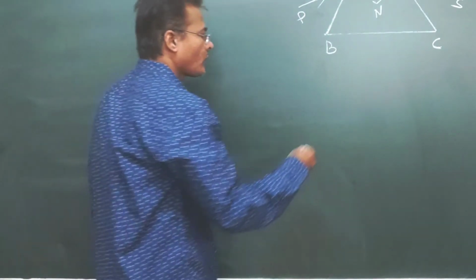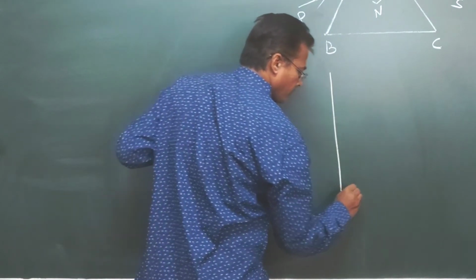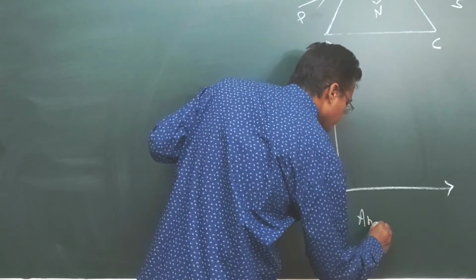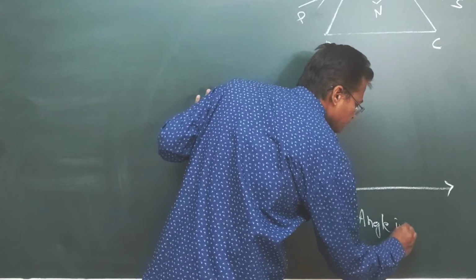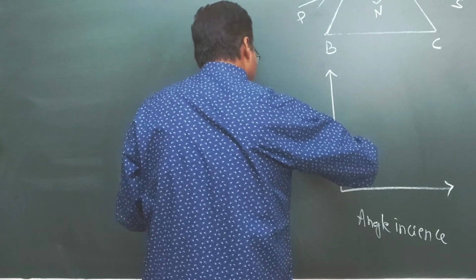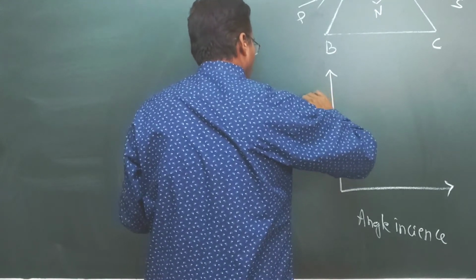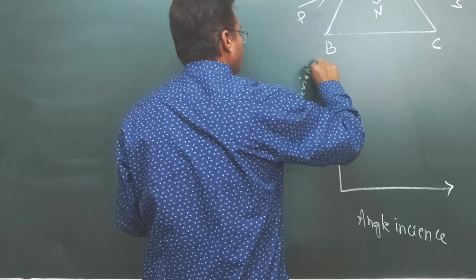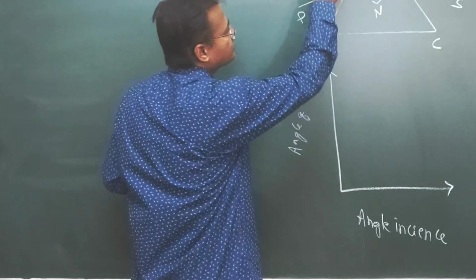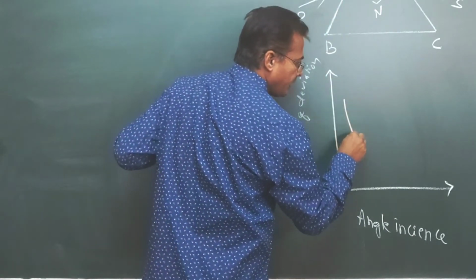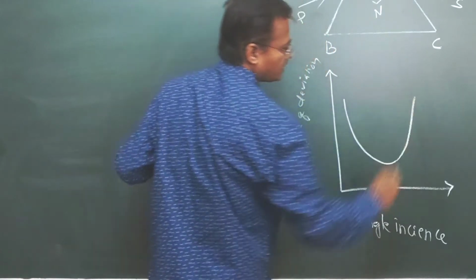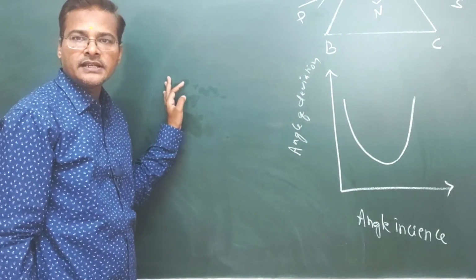You see this one. This is the angle of incidence. This side is the angle of deviation. First, as the angle of incidence increases, the angle of deviation first decreases, and afterwards it increases again, like this. So it will be increasing like this.